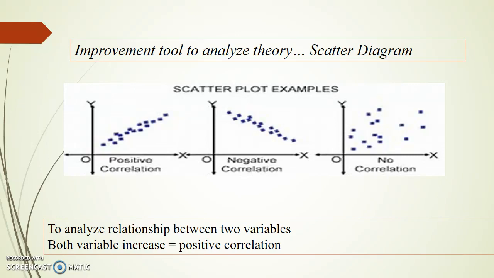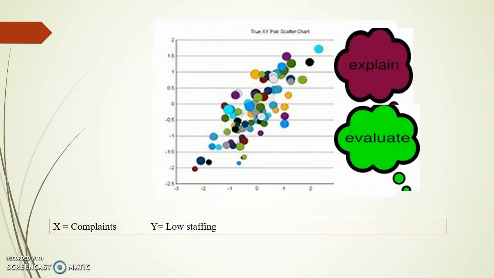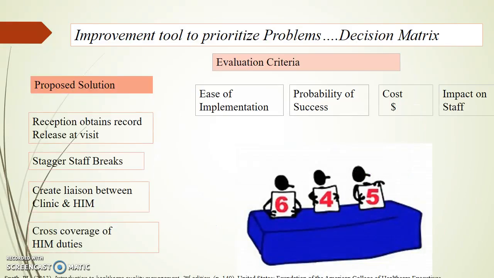In working on this project, I hypothesized that the complaints spike on the days we have low staffing levels. To analyze this theory, I use a scatter diagram to see if there is a relationship between 2 variables. If both increase, it is a positive correlation. On the horizontal x-axis is complaints, and on the vertical y-axis is low staffing. This would show a positive correlation between the 2.